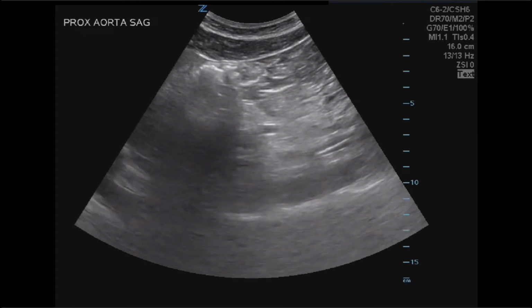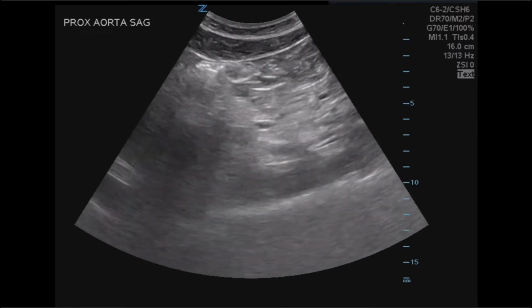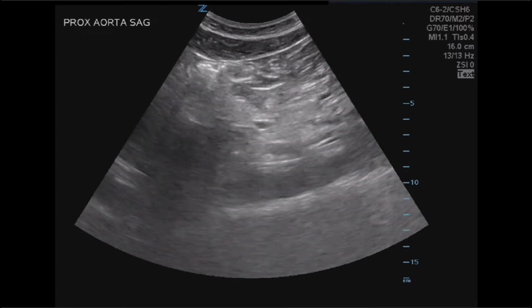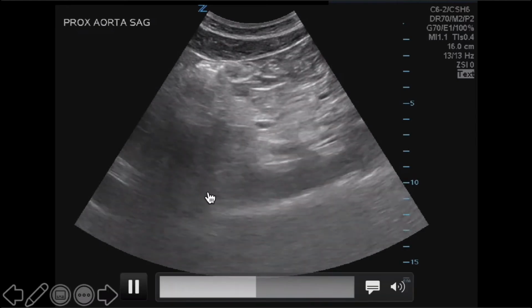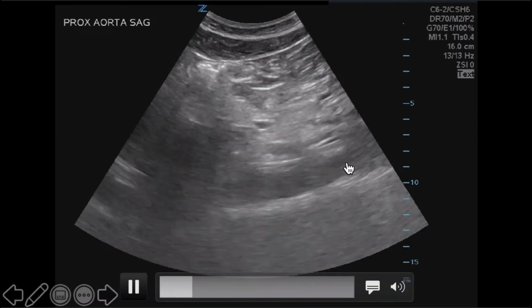The following views were obtained by Dr. Dugan. As the label suggests, this is the sagittal or long axis view of the proximal aorta. The pulsatile tubular structure is easily identified here.